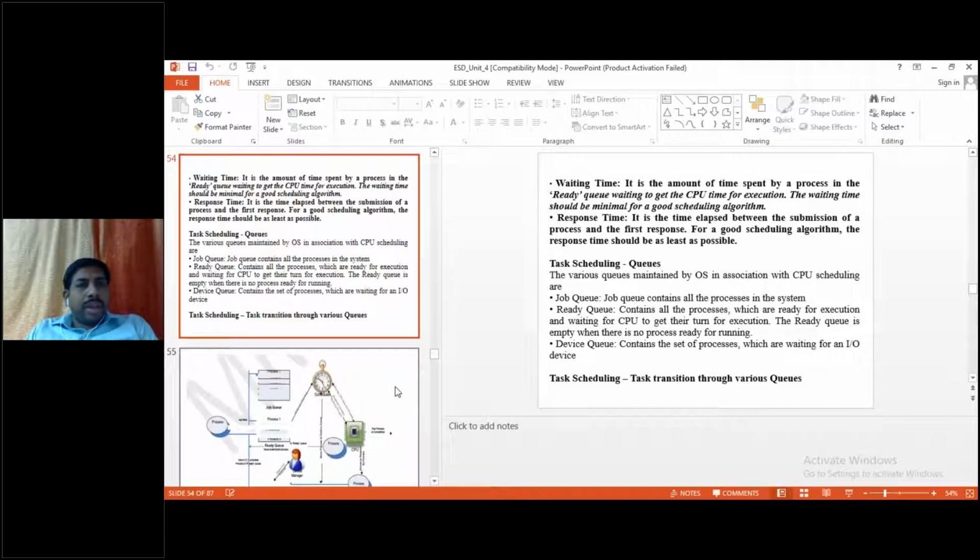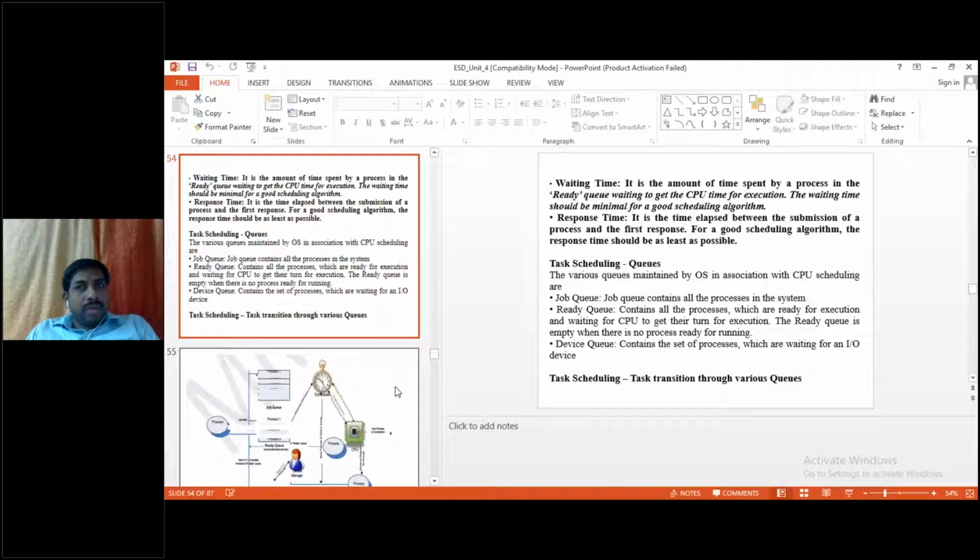Waiting time refers to the amount of time spent by a process in the ready queue waiting for the resources. Response time is the time elapsed between submission of a process and the first response. For a good scheduling algorithm, the response time should be as small as possible.